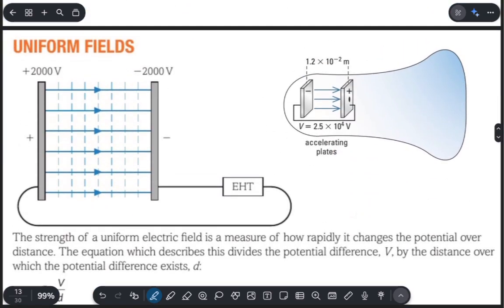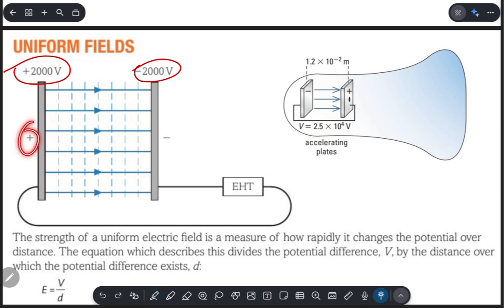Here we go. This is the concept of a uniform electric field. As I told you, if this plate is at plus 2000 volts and this plate is at negative 2000 volts, there is a potential difference between these two plates, and that potential difference is causing an electric field. It points from the positive plate to the negative plate. Remember one more thing: these field lines are always perpendicular to the surface.